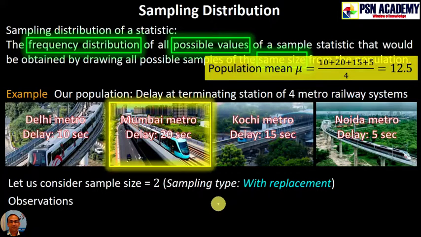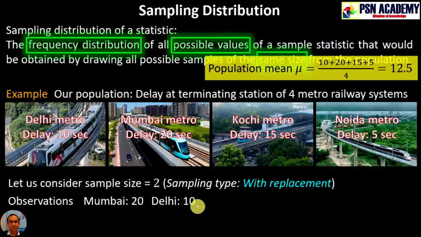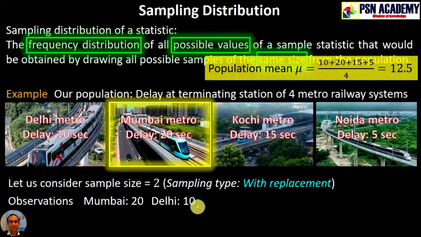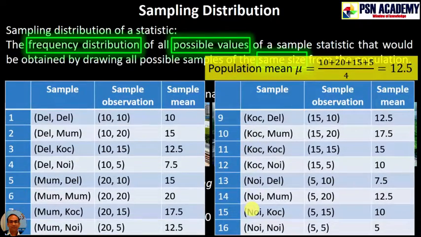Also, we may have the first sampling unit as Mumbai Metro and the second sampling unit as Delhi Metro, so we write Mumbai 20 and Delhi 10. Also, we may have Mumbai Metro as the first unit, and the second unit is also Mumbai Metro, so we write Mumbai 20 and Mumbai 20. In this way, we may have Mumbai 20, Kochi 15 and Mumbai 20, Noida 5. In this way, we may have 16 possible samples. So this is a list of 16 possible samples.